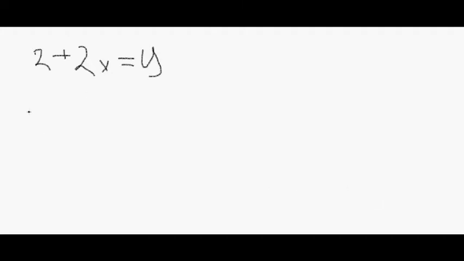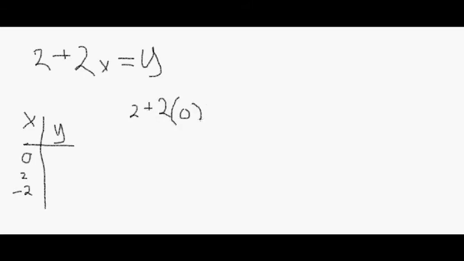Next is to draw and graph the equation. We have 2 plus 2x equals y. In order to do this, we need to have our x and y chart. So let's draw our x and our y chart. Let's pick some points. Let's pick 0, 2, and negative 2. You can pick any points, but it's good to have at least a 0, 1 positive, 1 negative. At least I think so.